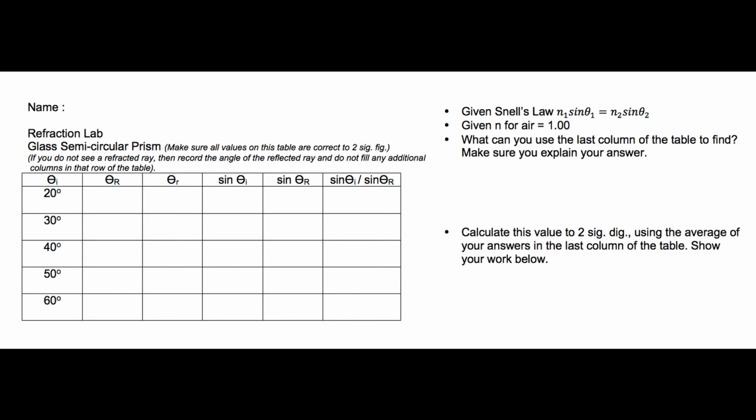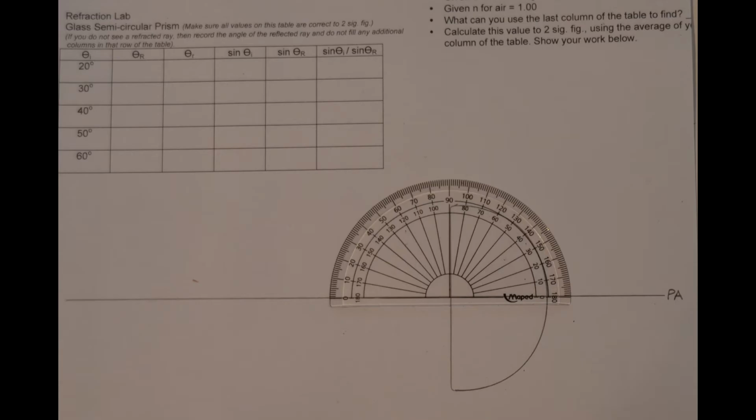The following pictures will help you to understand exactly how the lab is going to be set up and how we're going to get the data from this lab in order to analyze it. In this first diagram, you can see that I've drawn a principal axis marked PA. I've also sketched the outline of the semicircular glass prism, and on top of that I have put a protractor that is lined up with the principal axis.